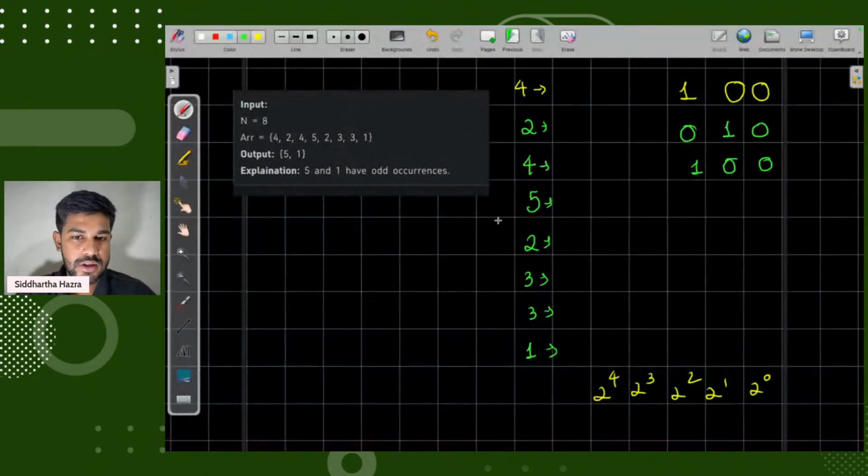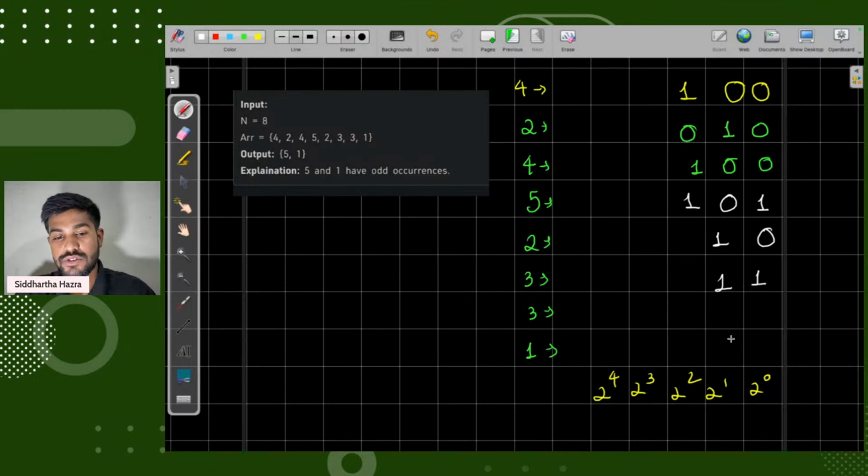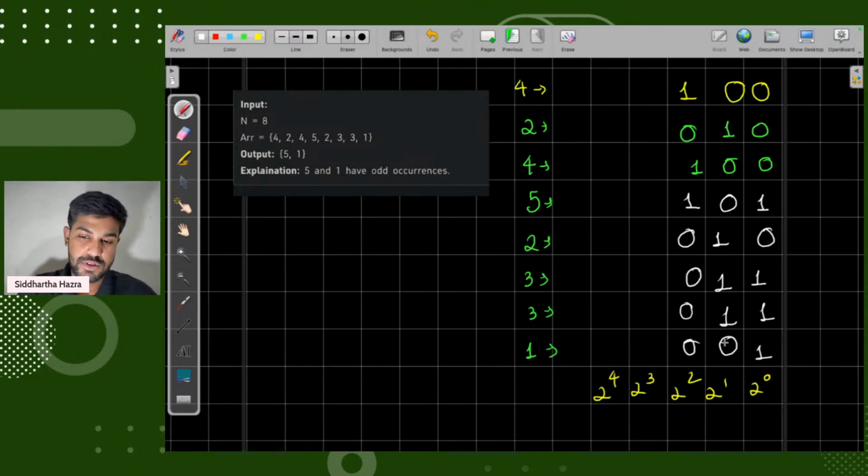Then 1 itself. Now the next thing we need to do is 5. 5 means 4, that is 2 to the power 2, and 2 to the power 0, which is equal to 1. That means 101. 2 means 1 0, 2 to the power 1. 3 means 2 to the power 1 plus 1. 3 means again 2 to the power 1 and 1 means 2 to the power 0. Okay, we have this. Now let's fill the remaining places with 0.